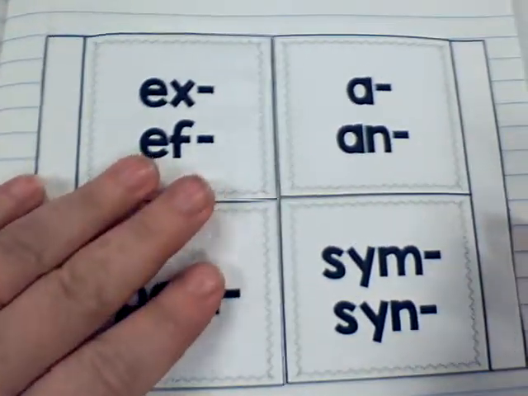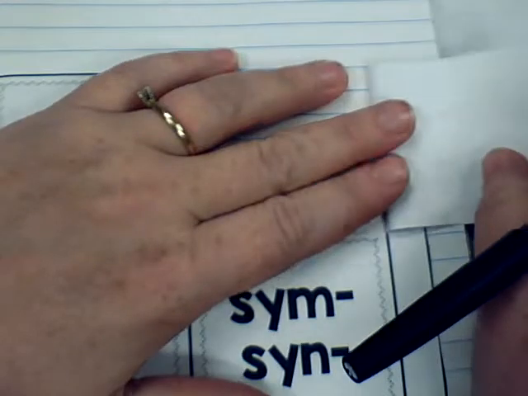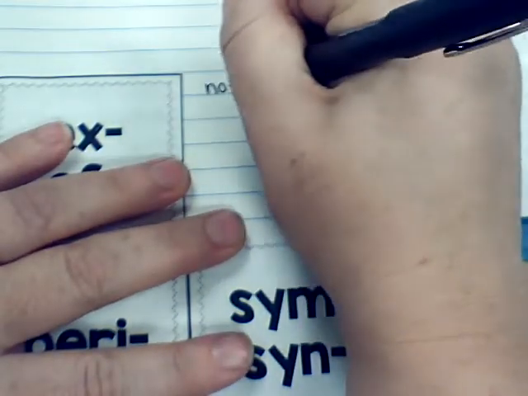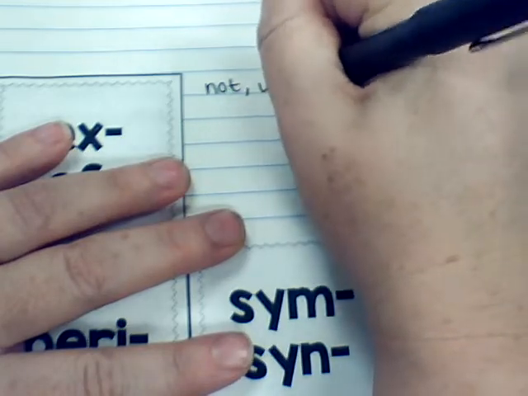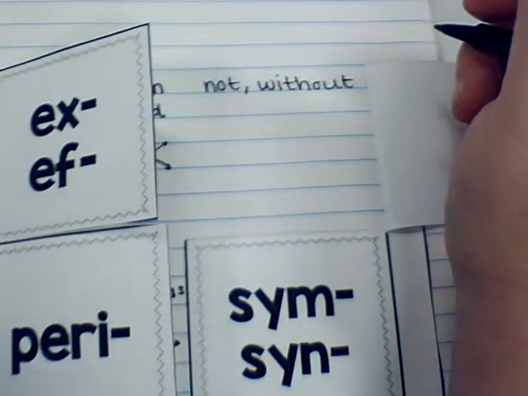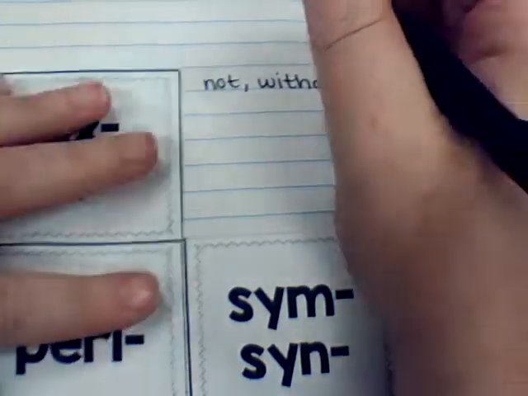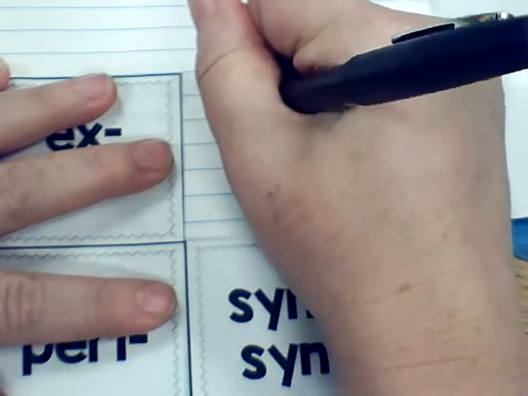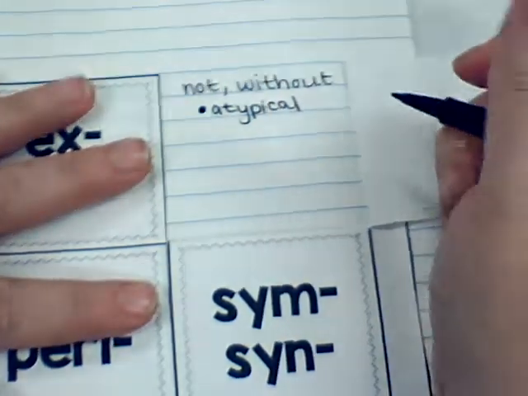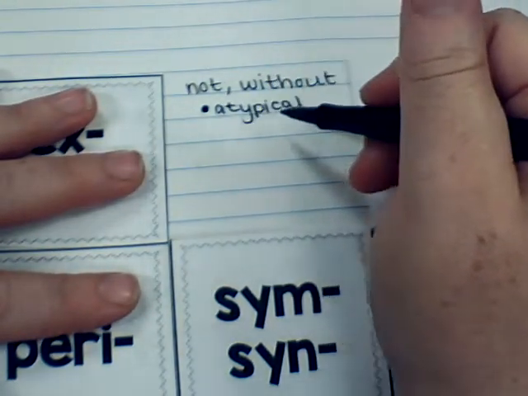I like these three. All right, we have a and an. So it means not or without. Not or without. So we might have words like atypical. So we know typical means normal, and atypical means not normal.